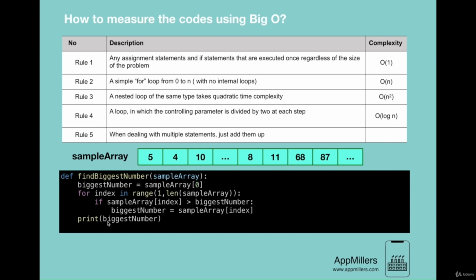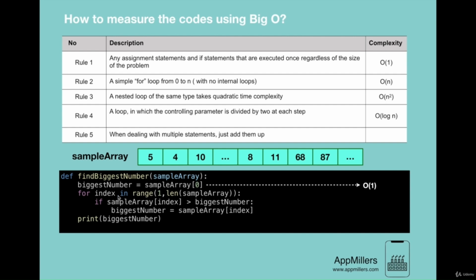And the question is how we can measure this method using big O. So we need to analyze each part of this code separately based on the rules that we provided here. And then we will add all of them. Okay, let's analyze this code. The first line here is assigning a value. So according to our first rule, the time complexity of assigning a value to a variable is O(1).